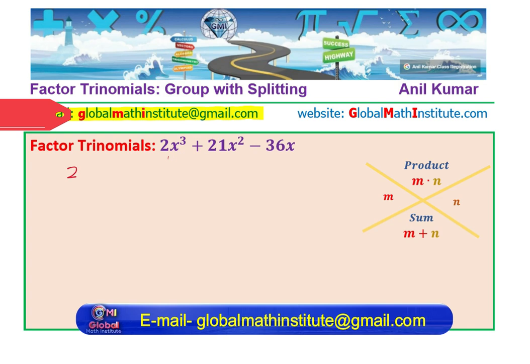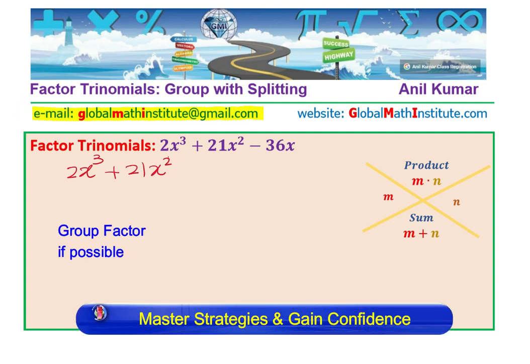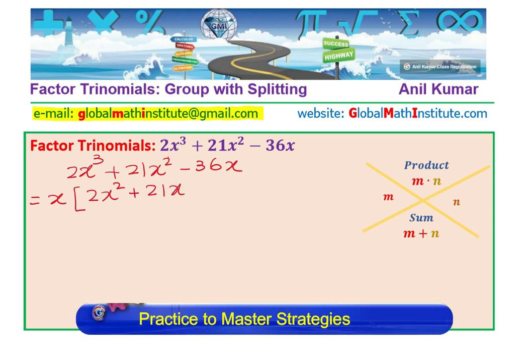Now, first thing is, we see that 2x cubed, 21x squared minus 36x. What is common here? Well, factor out x, correct? X is common. So let's do that part. It's a cubic equation. So once we take out x, what do we get? We get a quadratic equation inside the square brackets, correct? Okay. So we get this quadratic equation.